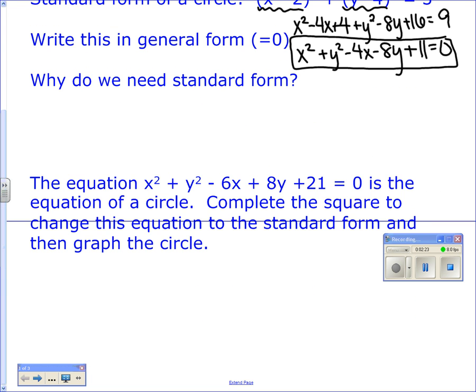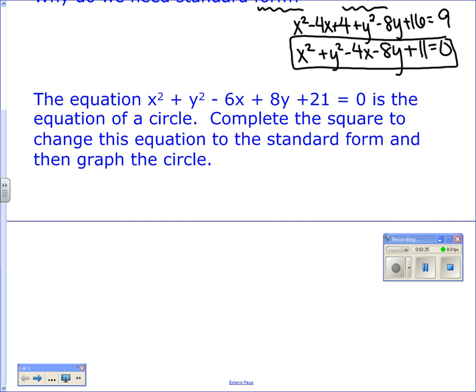So what they're going to do is give you a problem that is in general form, and you want to complete the square to change it into standard form so that it's easier to graph. Okay? Do you already have that written down, the equation? No? Okay.